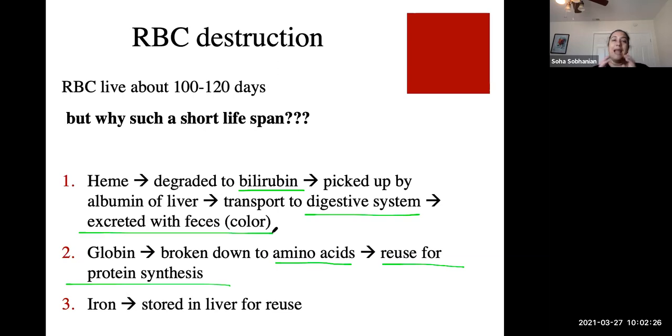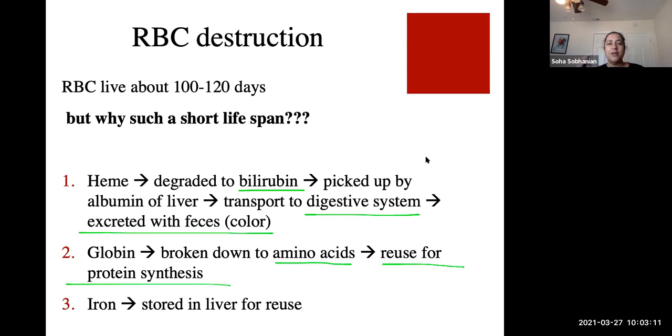The last part that we have is iron, right? The component that actually carries your oxygen. So what is your iron going to do? Again, I need that iron to produce new red blood cells. I don't want to get rid of it, right? It says it's stored in the liver for reuse, but here's the more important one. Iron can be reused by going to the red bone marrow and utilized to make new red blood cells.